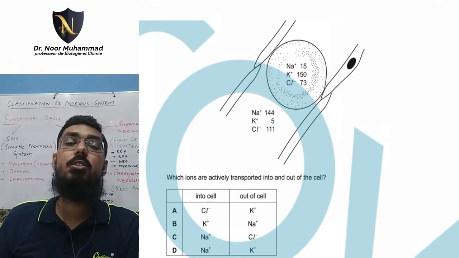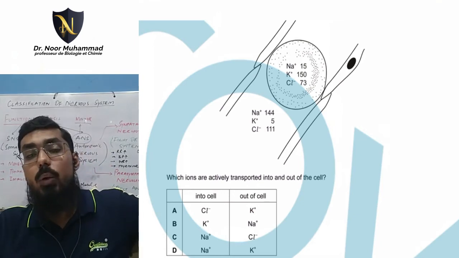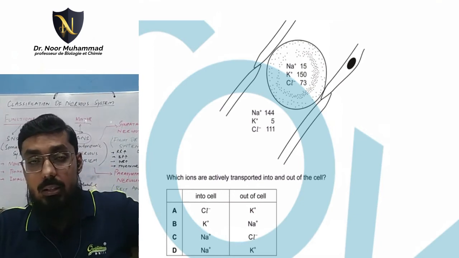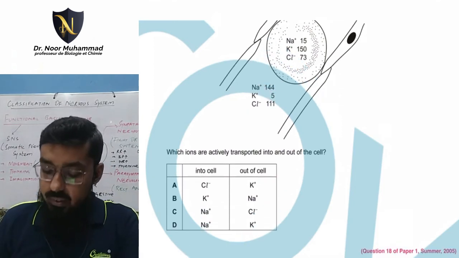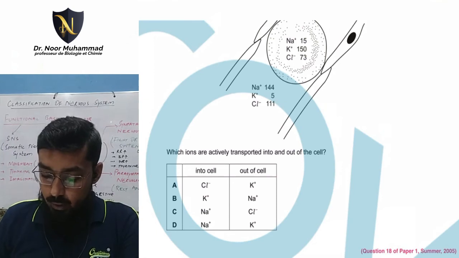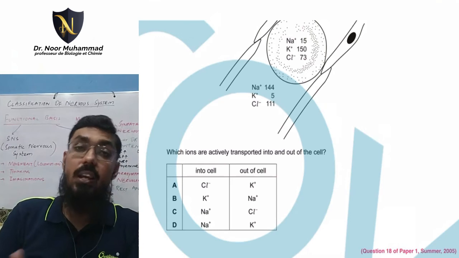Okay guys, you must have reached the right answer, I hope so. And if you haven't, let's discuss the approach of this answer. So which ions are actively transported into the cell and out of the cell? So first option, let's evaluate every option.